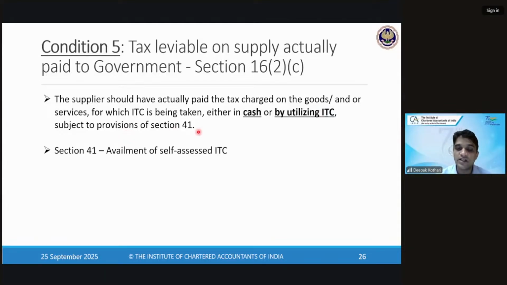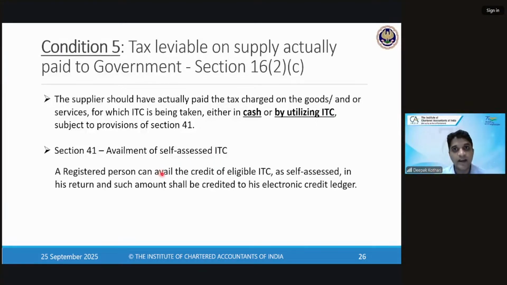Now, what does Section 41 say? It is availment of self-assessed ITC. A registered person can avail the credit of eligible ITC as self-assessed in his return, and such amount shall be credited to his electronic credit ledger. That is, once you claim the credit, it will go in your electronic credit ledger we had discussed, right? That is being said in Section 41, which means that the supplier should have paid the taxes on whatever he's supplying to me. Now he can pay the taxes through cash itself or by utilizing his electronic credit ledger.